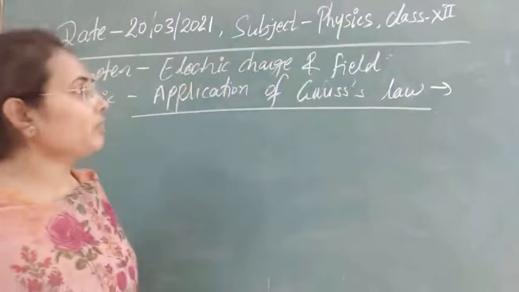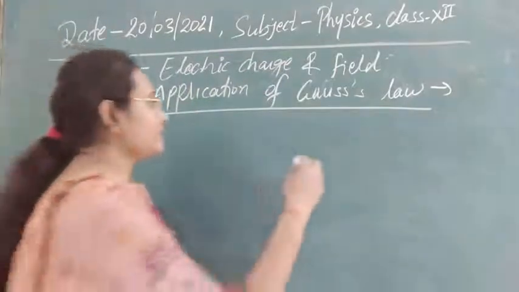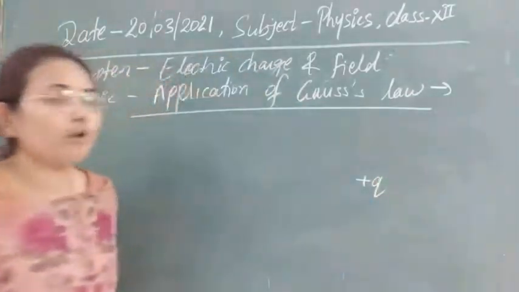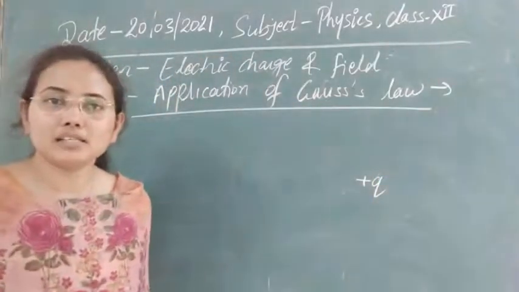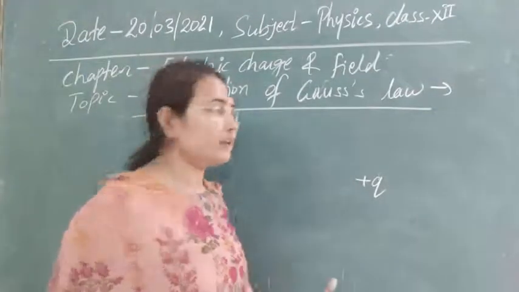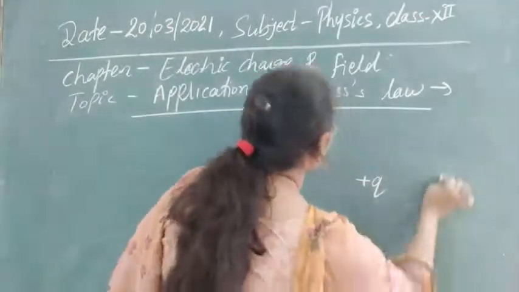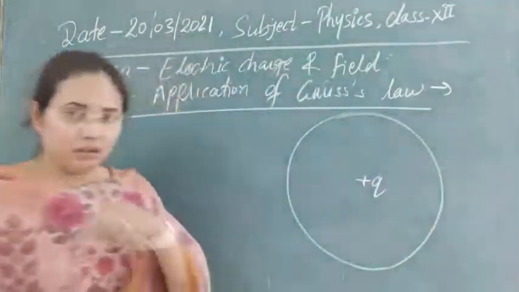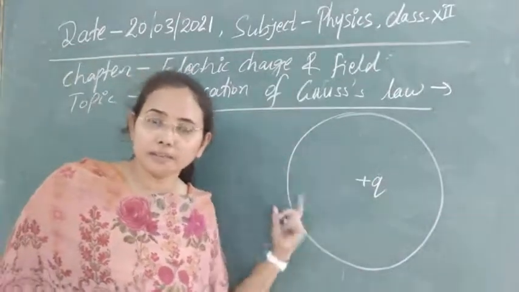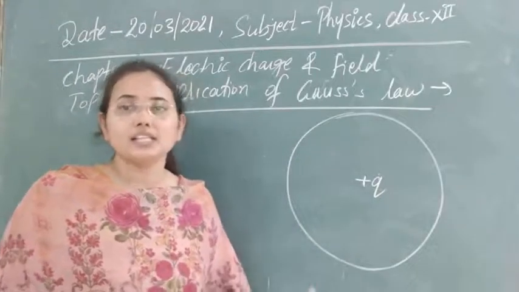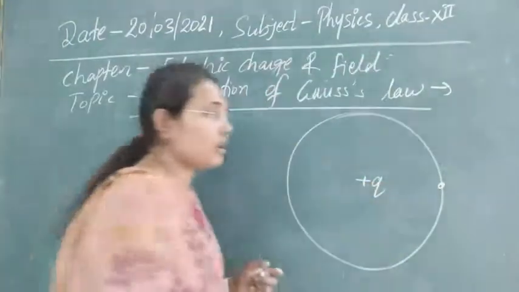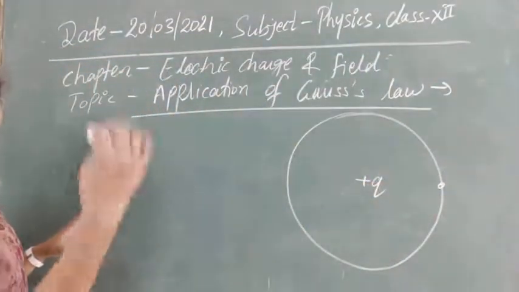So for the proof of Coulomb's law, suppose we are taking a point charge. If plus q charge is situated somewhere, then the Gaussian surface we have drawn for it is a sphere. Means the region up to which it is effective, if you join the locus of all those points, it will give you the shape of the Gaussian surface, that is a spherical surface. For any spherical surface, Gauss's law can be applied easily.